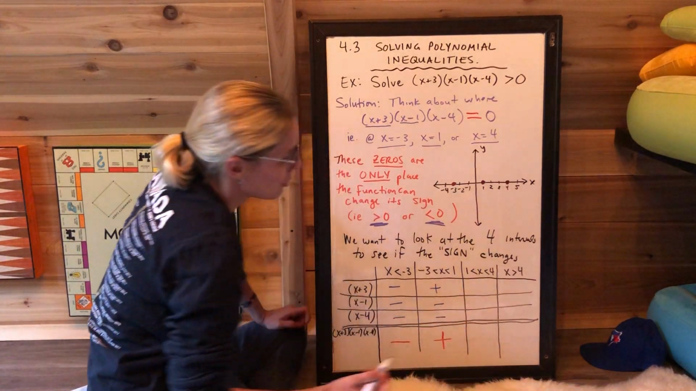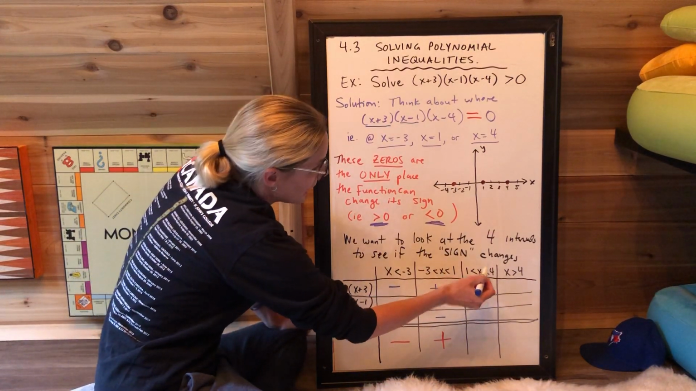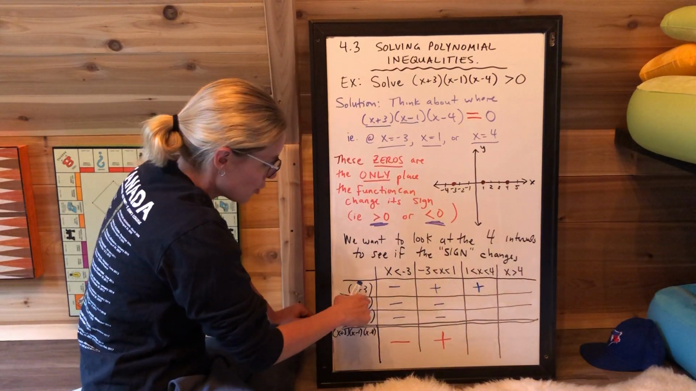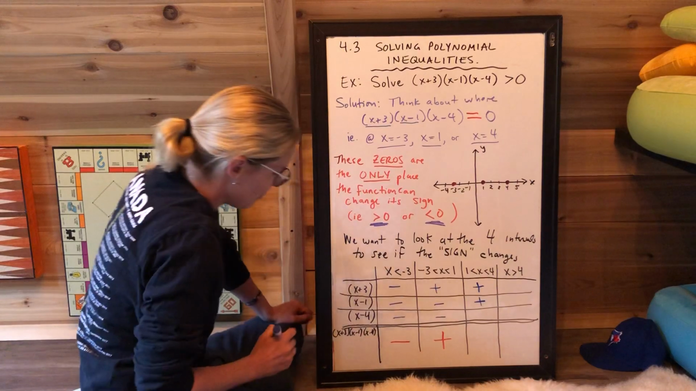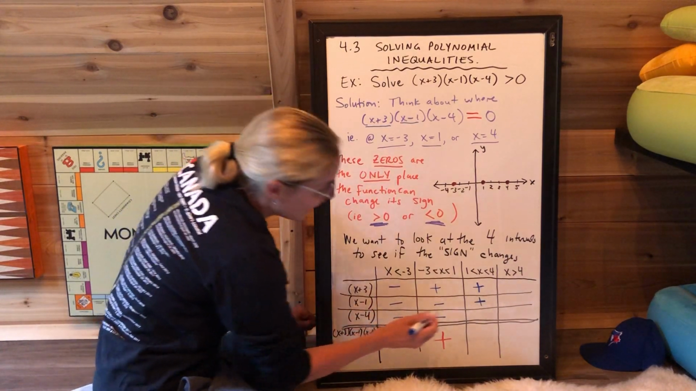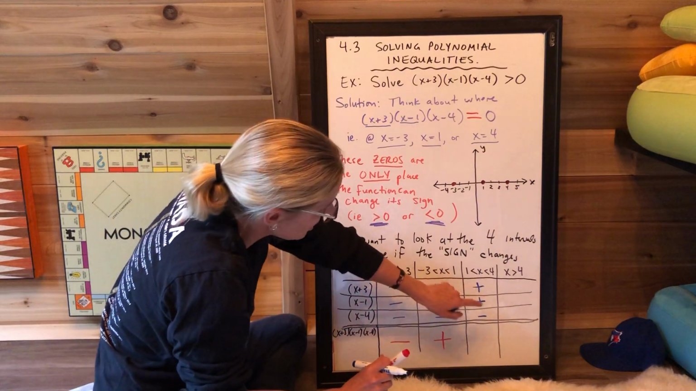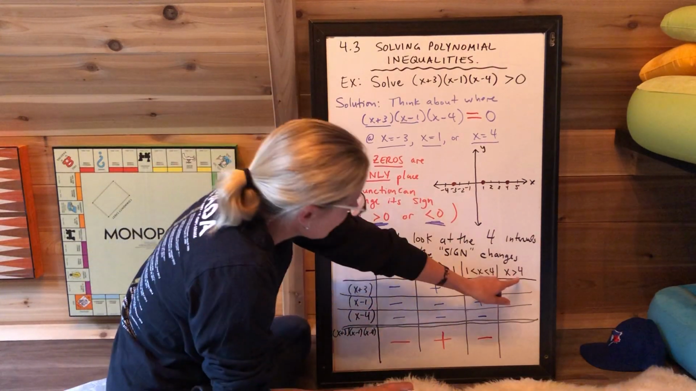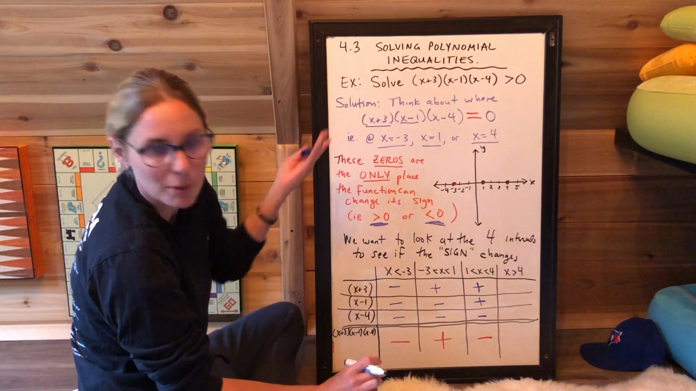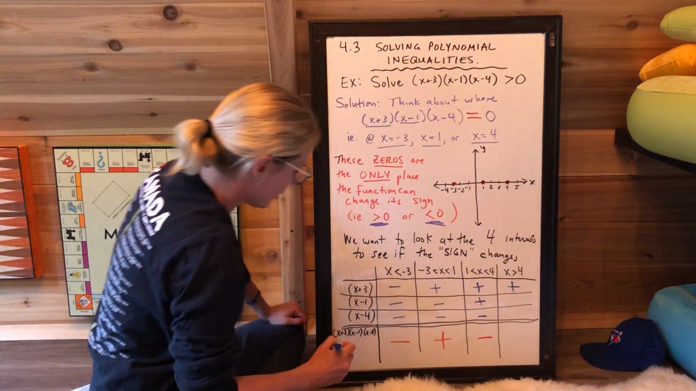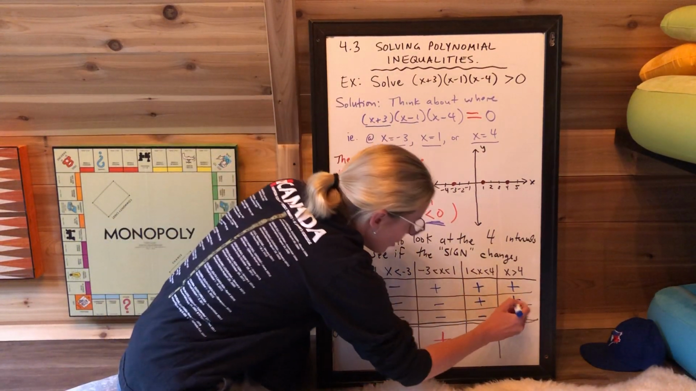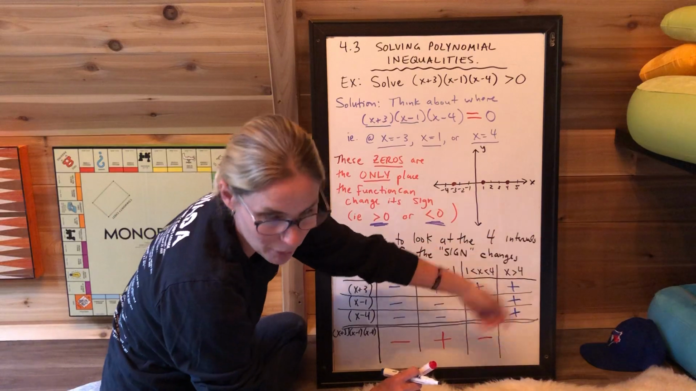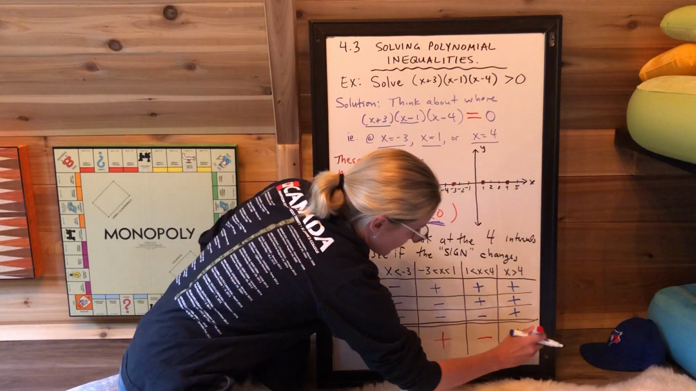Okay, same thing here. I'm going to go over what happens between 1 and 4. Okay, I'm going to pick any value between 1 and 4. You might as well pick integers. I'm going to pick 2. 2 plus 3 is 5, positive number. 2 minus 1 is 1, a positive number. 2 minus 4 is negative 2, a negative number. Multiply a positive by a negative, and we get a negative. Okay? Last interval, x is greater than 4. Let's pick 5. 5 plus 3 is 8, positive value. 5 minus 1 is 4, a positive value. 5 minus 4 is 1, a positive value. Obviously, a positive multiplied by a positive is a positive.